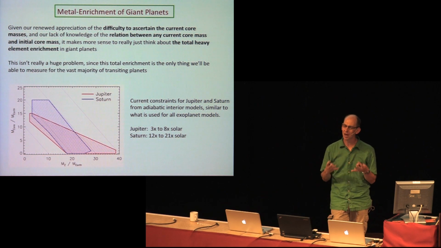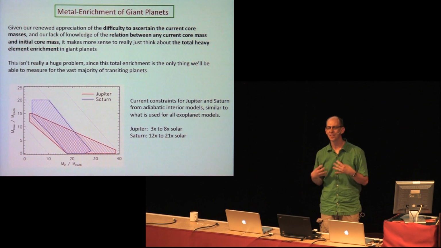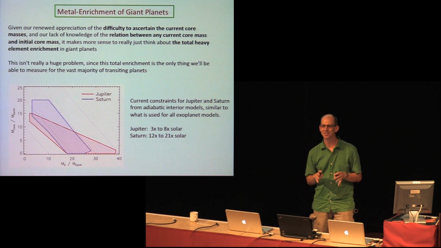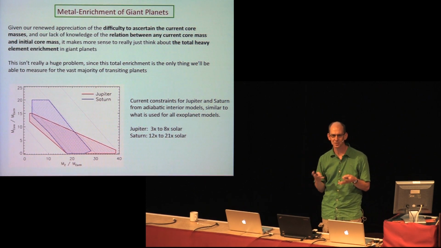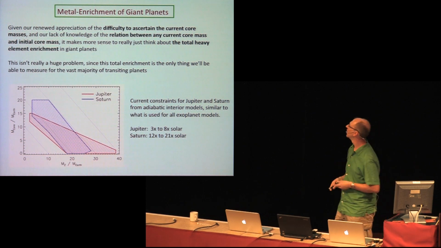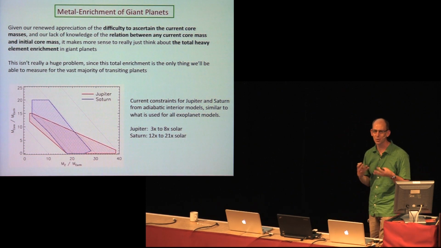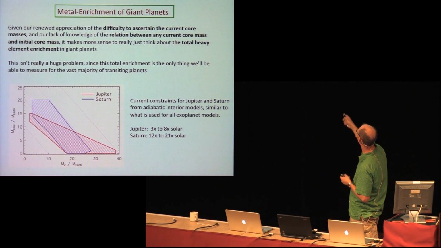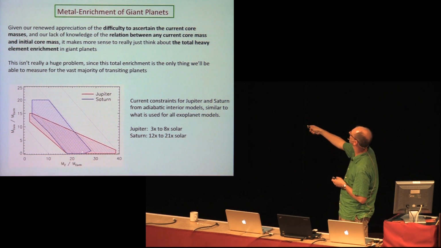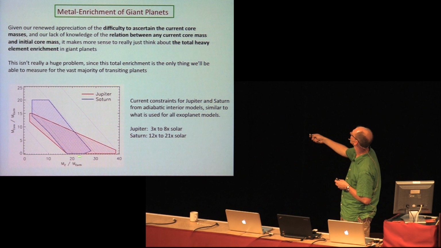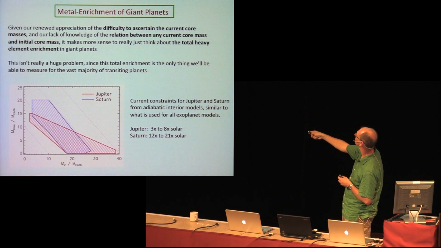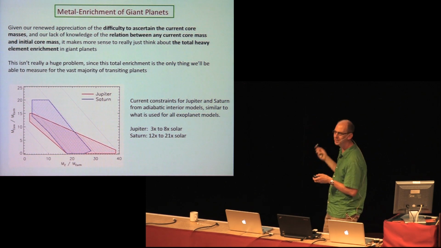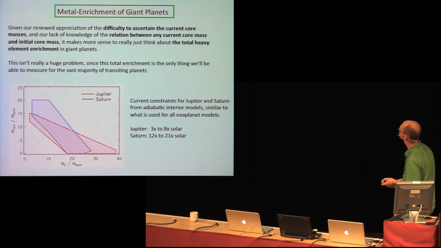And that's fine, that's not a problem, because for exoplanets, which we want to compare to, the only thing we're going to measure is the total abundance of metals. Except in very rare cases, I doubt we'll ever get a measurement of the core mass of an exoplanet. We're just going to know the total abundance of heavy elements. So it makes sense to think about Jupiter and Saturn in terms of their total heavy element mass as well. Jupiter is about 3 to 10 times solar in metals. Saturn's about 12 to 20 times solar. And these are the constraints from a simple adiabatic model. Even though it's uncertain if the partitioning is mostly in the envelope or mostly in the core, the total abundance of heavy elements is reasonably well constrained. It'll become better constrained in the future.